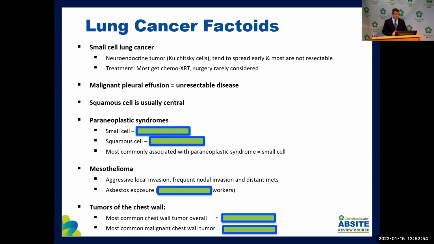Squamous cell lung cancer, again, is usually central, whereas the adenocarcinoma is peripheral. Paraneoplastic syndromes, small cell, what's that related to? An increase in what? ACTH, sometimes ADH as well. So that's going to give you what kind of presentation in a question stem? Don't overthink. Elevated ACTH causes Cushing's disease.